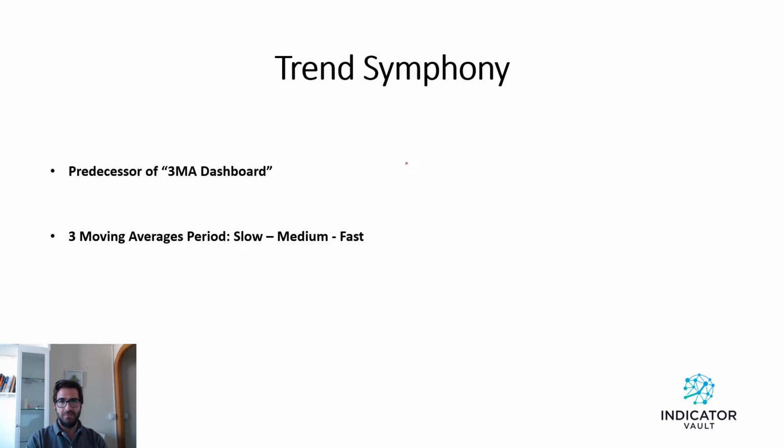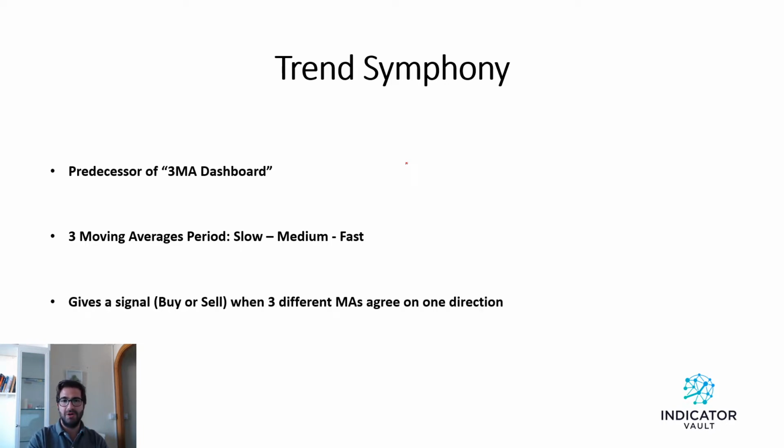If you open the specification of this indicator, you will see that by default we use 30, 50, 100. You can change them, but these are the default settings of Trend Symphony. We use 3 different ones: slow, medium and fast. So Trend Symphony will give you an idea how most probably the market will move by using these 3 moving averages. If the price is above the 3, that means most probably the market will move to the upside.